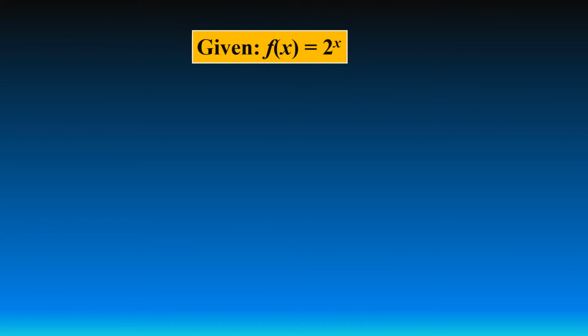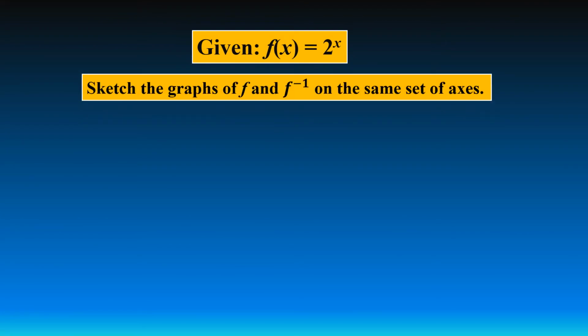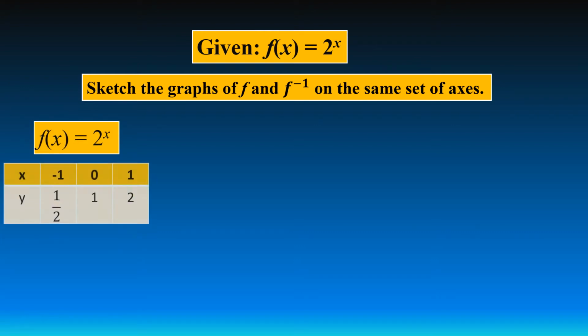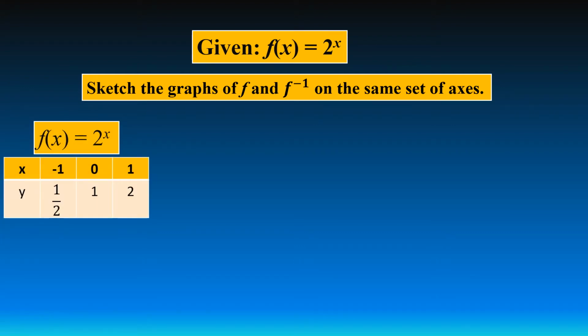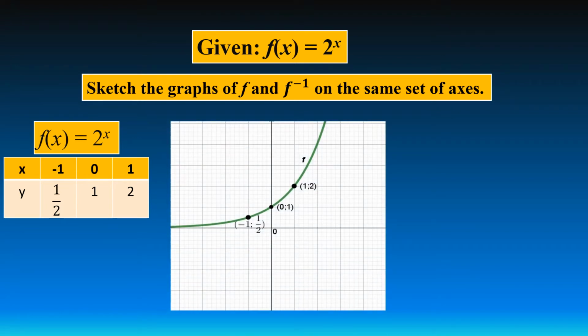f(x) equals 2 to the power x. Sketch the graphs of f and f inverse on the same set of axes. We make the table for f(x). We substitute x equals -1, 0, 1. Use the calculator quickly and calculate the y values. And then we plot the 3 points. The Cartesian plane is available. We plot the points very neatly and mark the coordinates, and we get a beautiful graph of f.